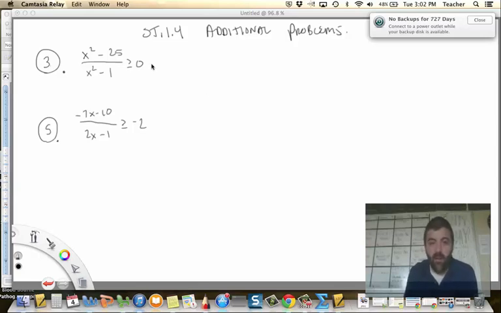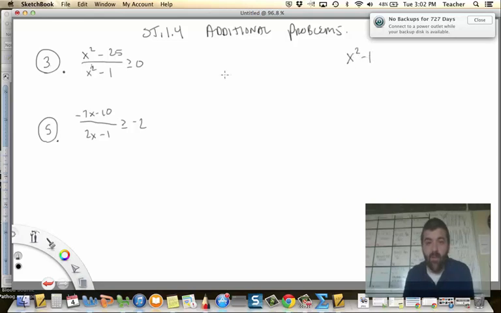So to start out this problem, the first step is to find out what x has to be. We don't want the bottom to equal 0, so we're going to take the denominator, x squared minus 1, and set that equal to 0. Okay? Then I notice if I factor this, I would get x plus 1, x minus 1 equals 0, which means x cannot equal negative 1, and x cannot equal 1.